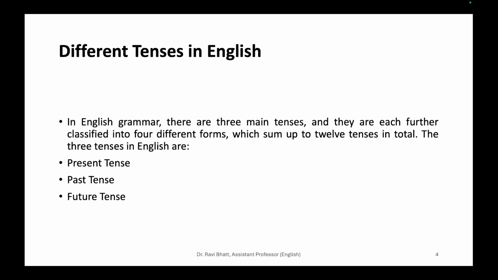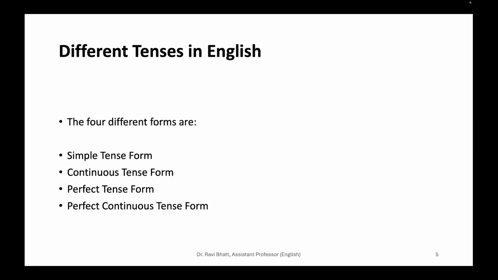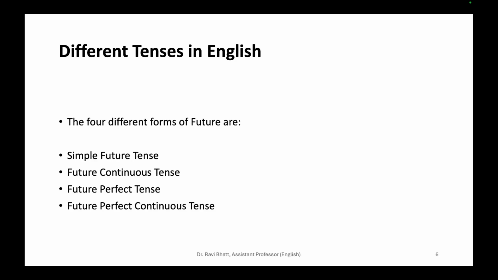First, as you all know, we have three types of tenses in English. They are present tense, past tense, and future tense. The four different variations of these forms are simple tense form, continuous tense form, perfect tense form, and perfect continuous tense form. And when it comes to future tense that we are going to discuss today, we have four variations of future tense. That is simple future tense, future continuous tense, future perfect tense, and future perfect continuous tense.